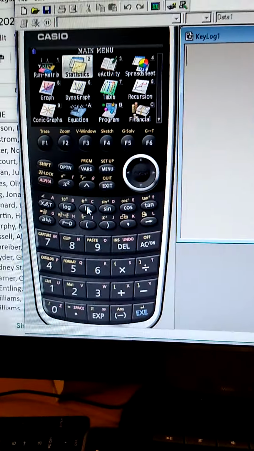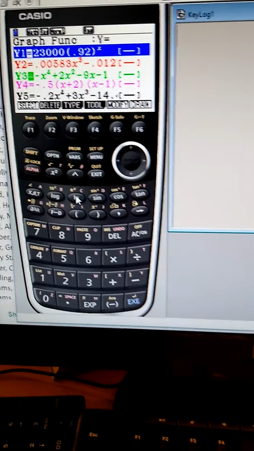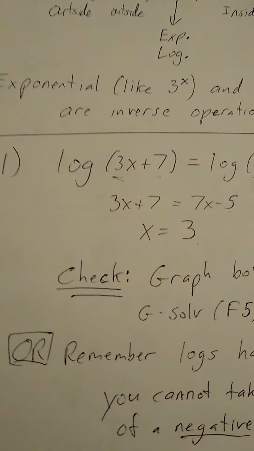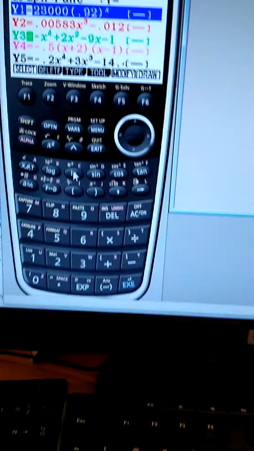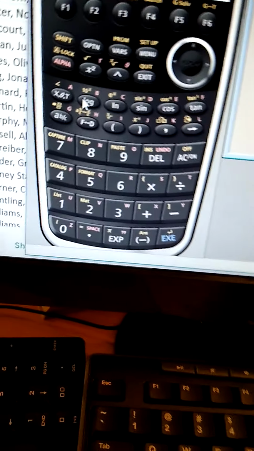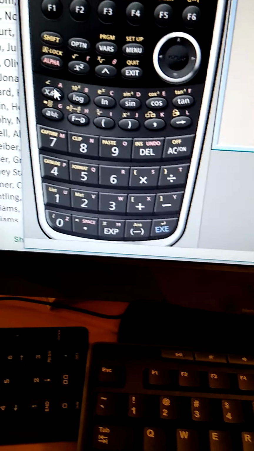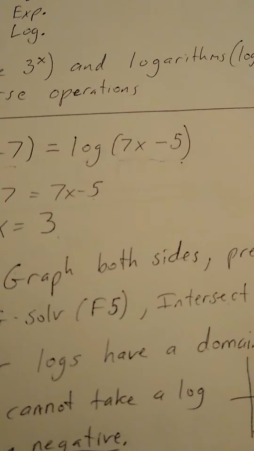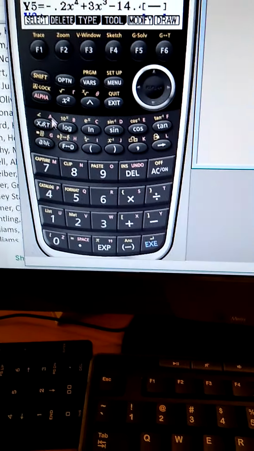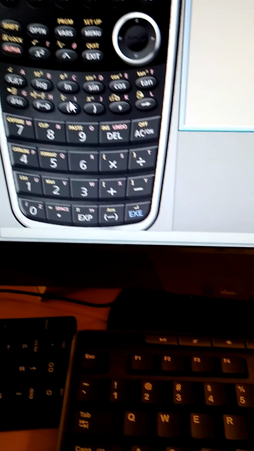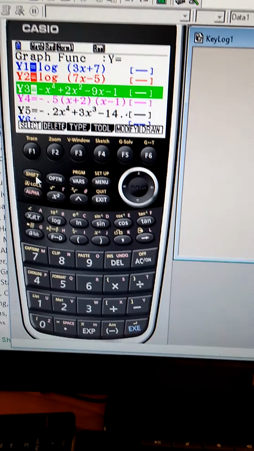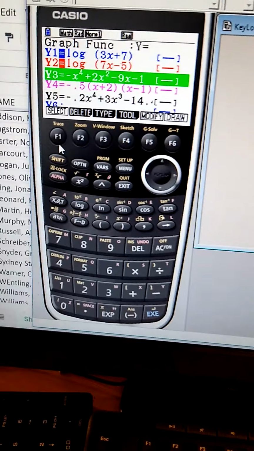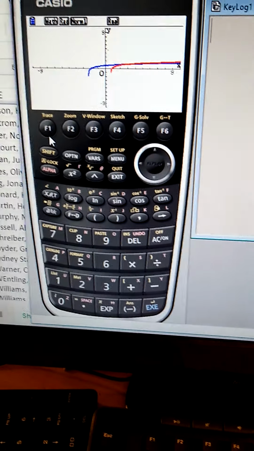And I'm going to show that real quick just to review. So what I would do is I would go to the graph app, and I'm going to put the left side in, log of 3x plus 7. So I have log of, in parentheses, 3x plus 7. And then for y2, I'm going to put in the right side, log of 7x minus 5. Now I have the two functions in. Let me turn all these other ones off. Okay. And we're going to draw the two.